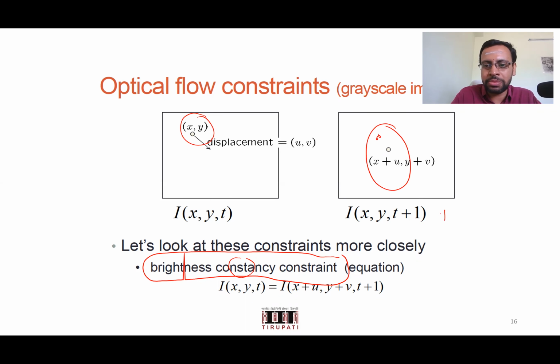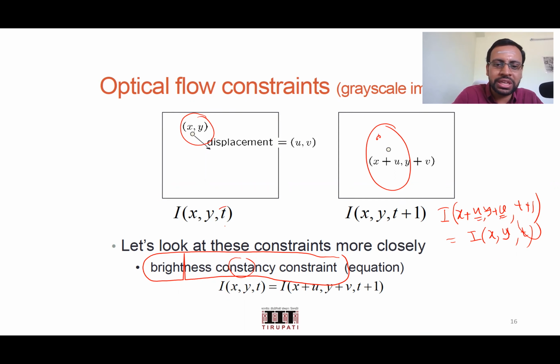So the constraint that I am going to keep here is I of x plus u, y plus v, t plus 1. It has moved to a location x plus u. The displacement in the x direction is u, and the displacement in the y direction is v. I am in the t plus 1th frame here. This has to be equal to I of x, y, t. So this is the t-th frame, and this is the t plus 1th frame here.